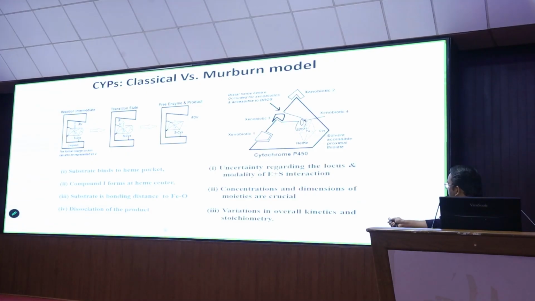The Merban model gives you the freedom to understand the binding of substrate that can happen either here, this is a substrate, xenobiotic is the substrate. We are talking about xenobiotic metabolism. So it can bind in the active site, or it can bind somewhere near the channel, or maybe some other place from where it can allosterically modulate the enzyme reactions. Right? So this gives you a lot of freedom to explain the kinds of observations in the microsomal metabolism, like the different concentrations, how they affect, and the uncertainty regarding the locus and modality of the ES interactions, etc.